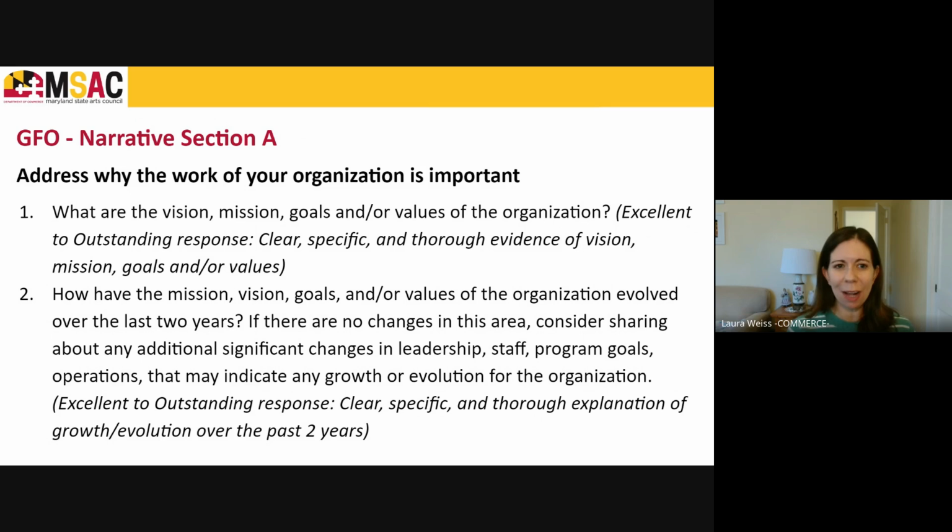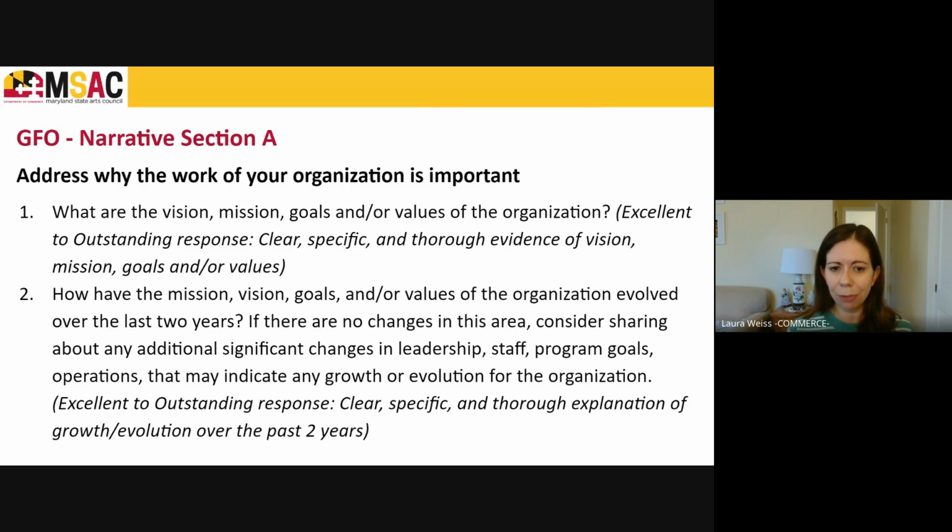All right, so breaking it down here into the application, the first section, narrative section A, is really focused on addressing why the work of your organization is important. The first question is looking at what are the vision, mission, goals, and/or values of the organization. And you'll see here after the question in italics, we've put what we call the excellent to outstanding response score. If you go onto our website, you'll see the full rubric, which breaks down all of the point values and the different categories of those points for each of these questions. But I'm going to refer to the excellent to outstanding response, which is the highest score. So for this particular question, what we're looking for is clear, specific, and thorough evidence of your vision, mission, goals, and/or values.